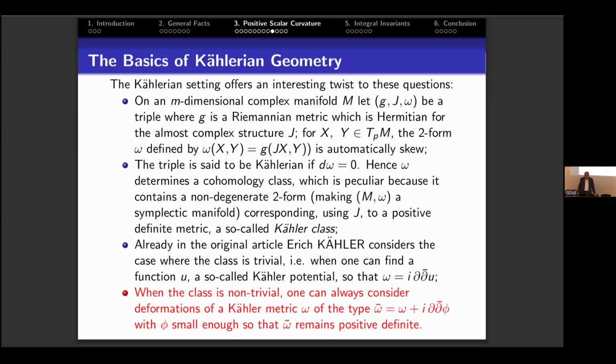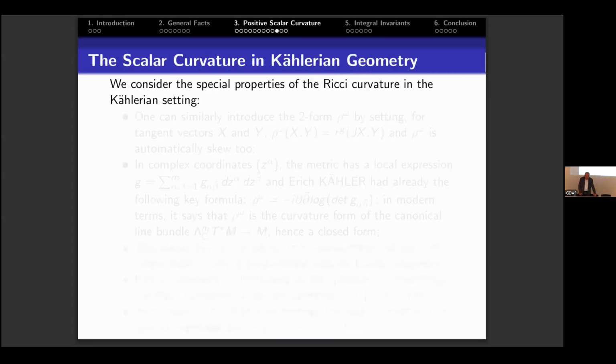Of course, phi has to be small enough that omega twiddle remains positive. Omega was positive, I deform it, but if phi is small enough, then it will remain positive. And then there are a number of properties connected to this Kähler setting.